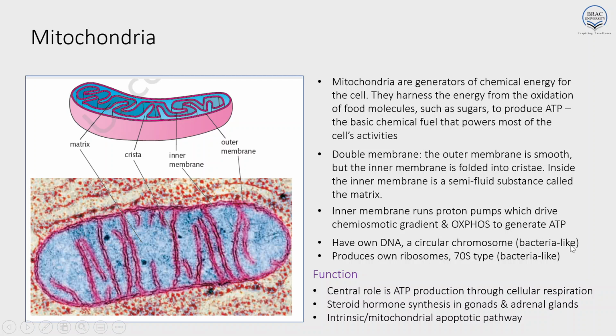And we also mentioned the endosymbiosis theory, about how the mitochondria was engulfed into the cell. The mitochondria was once an independent prokaryotic cell, and somehow it got inside the eukaryotic cell. So this is the endosymbiosis. The central role of mitochondria is to produce ATP through cellular respiration.